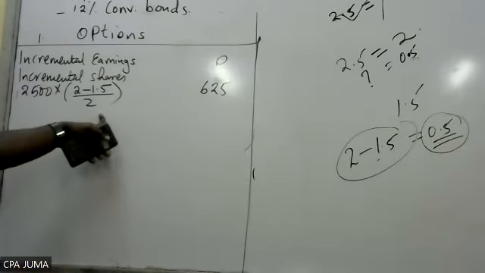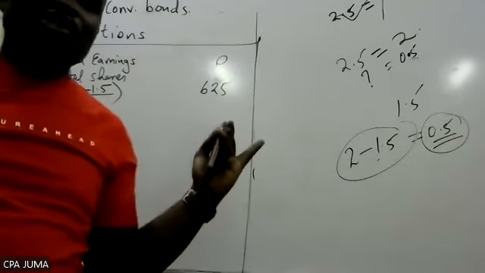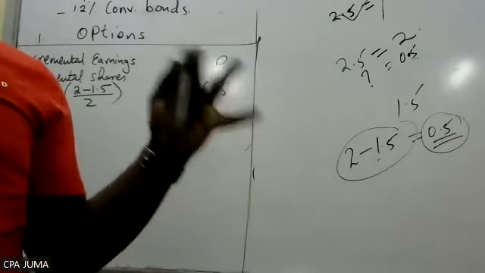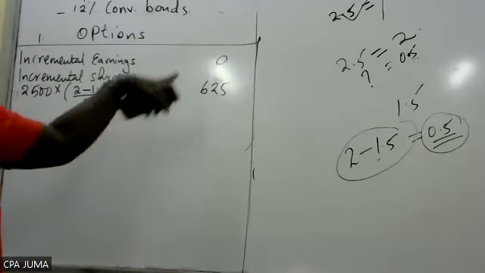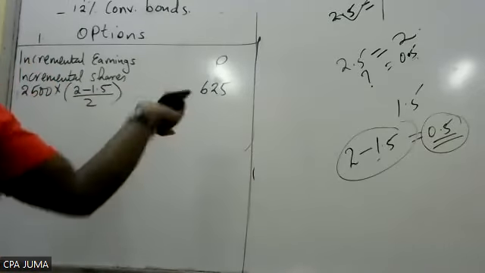It is always easy. They will give you the average in the exercise. Incremental is the difference between the two. So you say, if 25 is the average, what about this? Then you multiply.